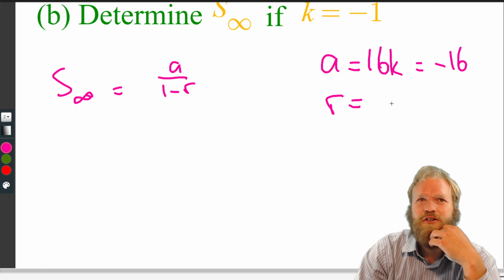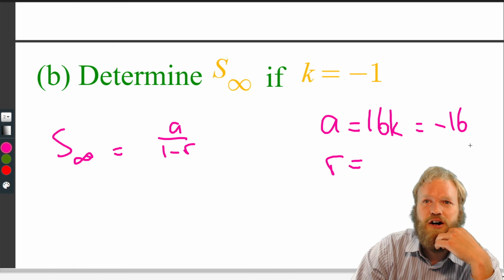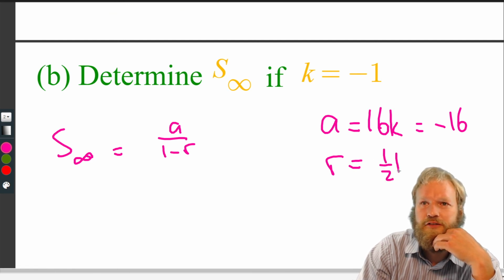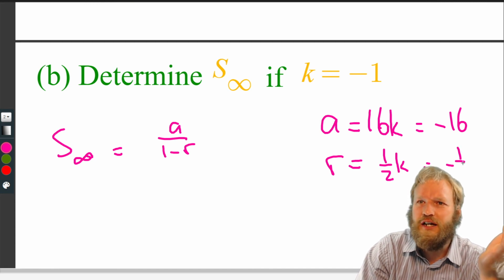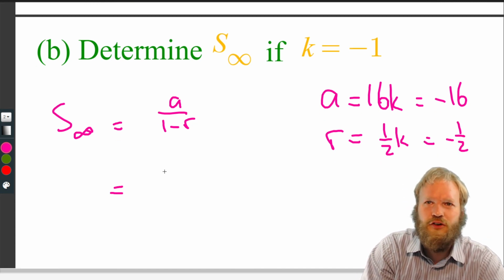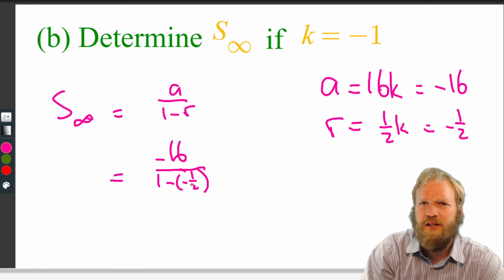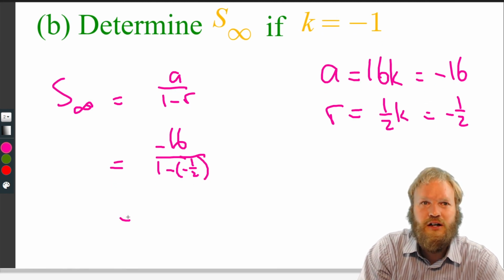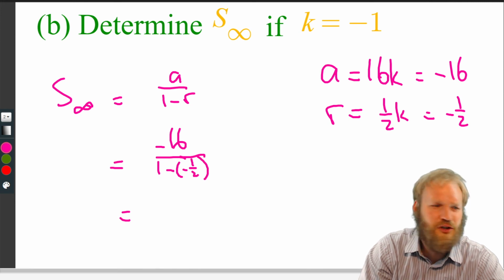Okay, what about r? We said r was a half k. So if r is a half k, and k is -1, what's the value of r? Well, it's just -1/2. Cool, so sub into the formula: minus 16 over 1 minus -1/2. Right, that was our ratio, wasn't it? Equals, well, minus 16 over 1.5 gives us what? Is it about 12 or so?